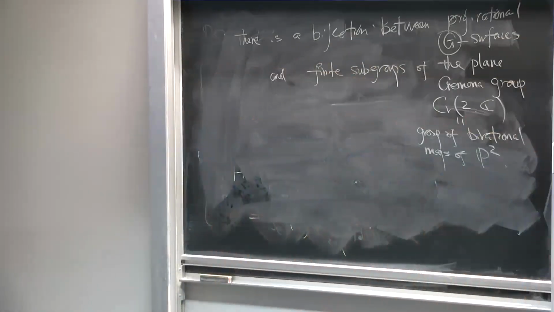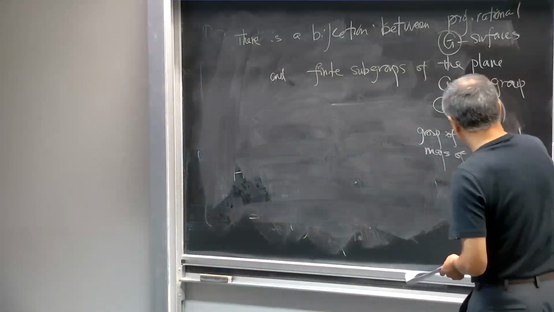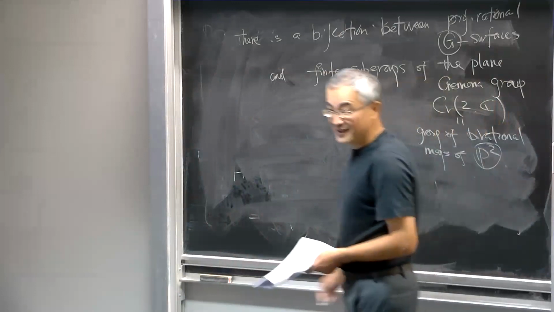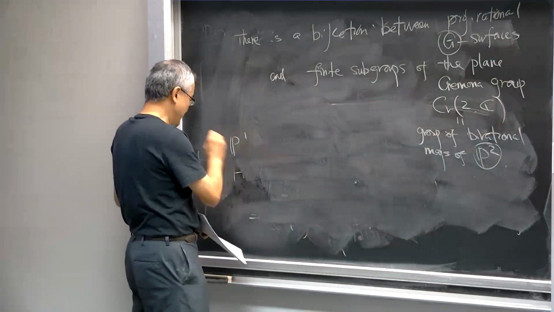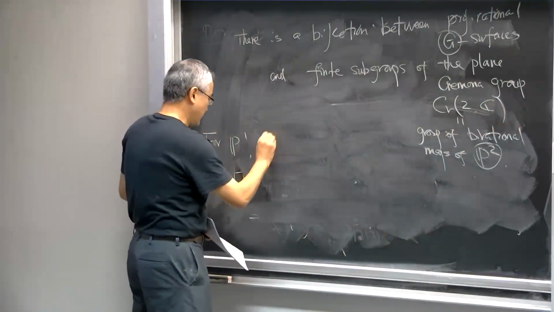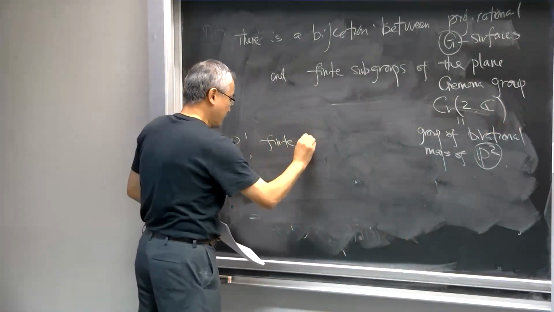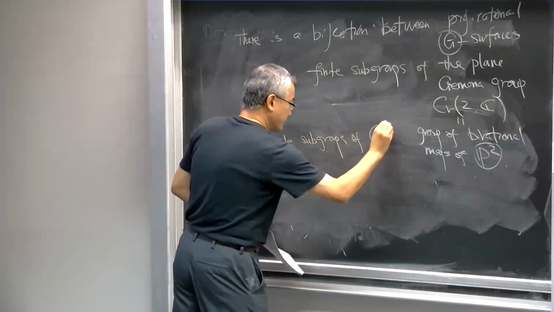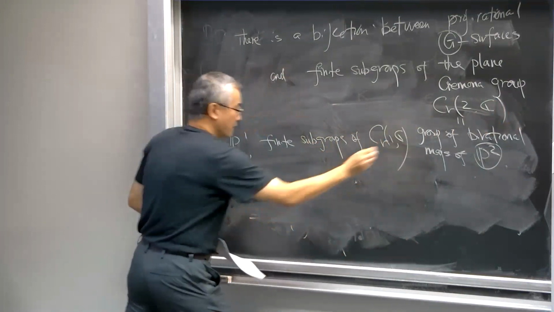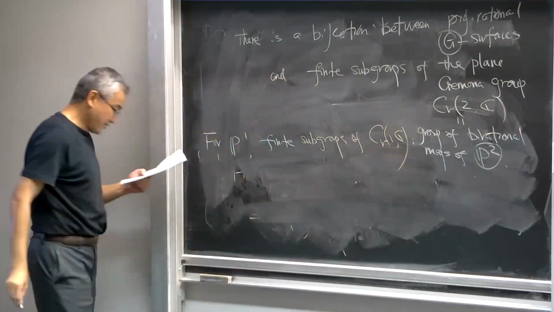So a lot is known about these finite subgroups. Well, actually, just to give you a flavor, let's look at the one-dimensional case. So instead of P2, let's look at P1. We can ask this question for P1. Right, so what are the finite subgroups? There's a complete list.